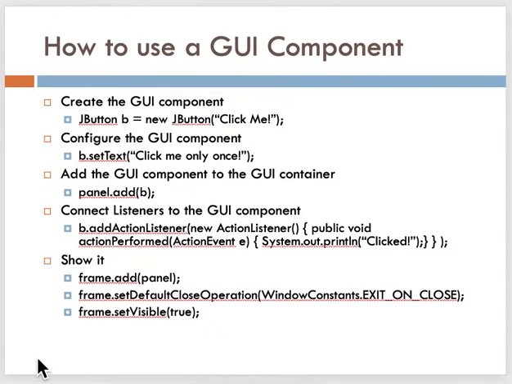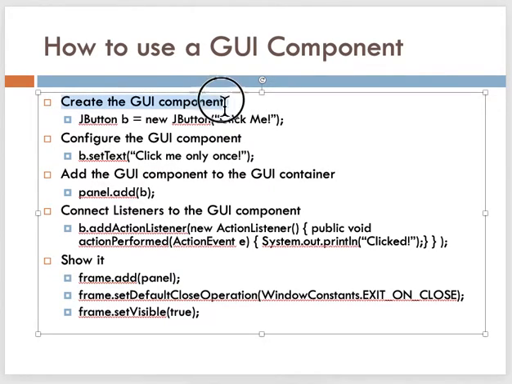And so this is essentially what we're going to do. When you want to create a GUI component, to sum it up, a GUI class, you'll create the GUI component itself, like a JButton, the way you normally create objects from classes. You'll configure the GUI component. For example, if it's a button, you can set the text that it should display. Then you need to add the GUI component to the GUI container. If you're using an intermediate pane or a JPanel, you'll add it to that. If you're adding it to the frame itself directly, you'll add it to the frame directly.